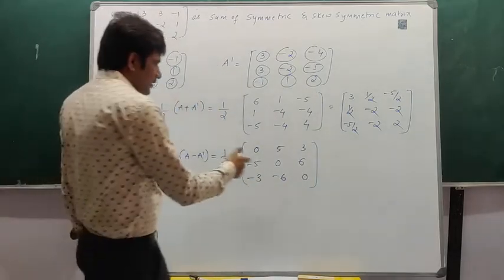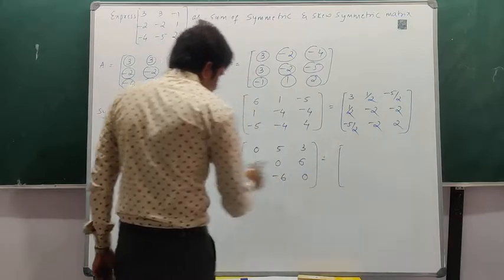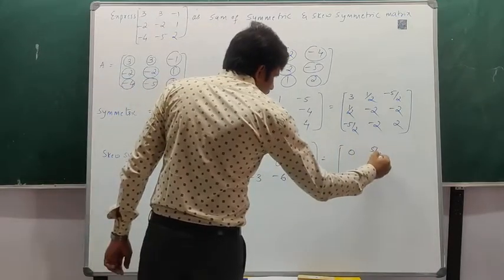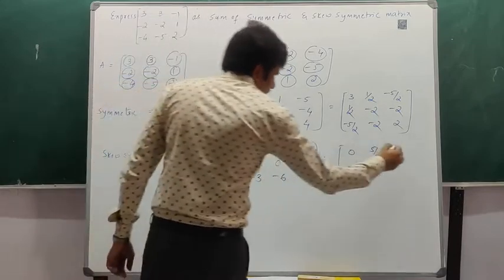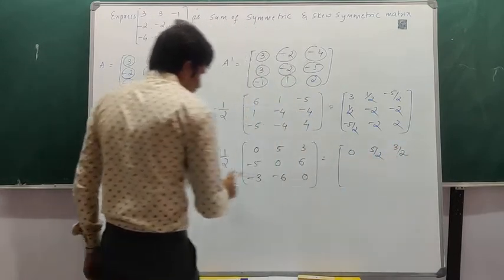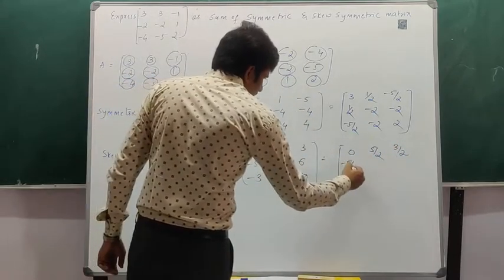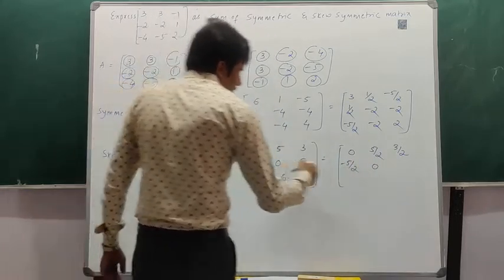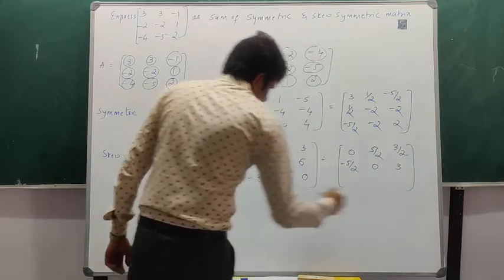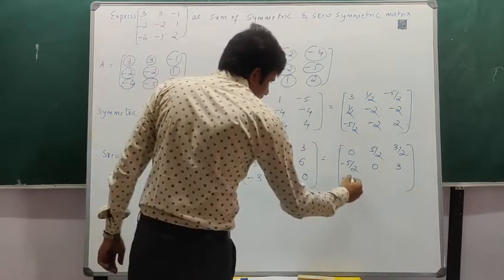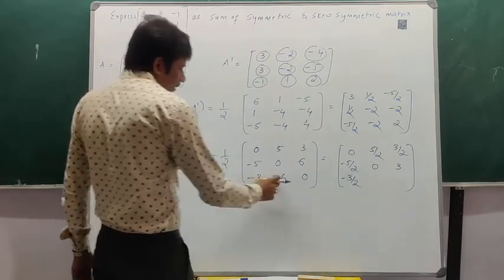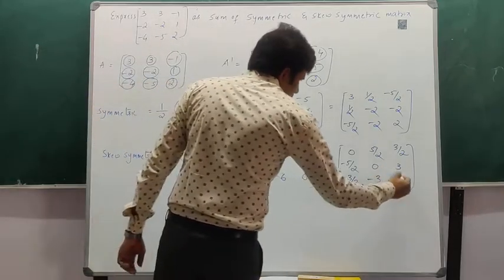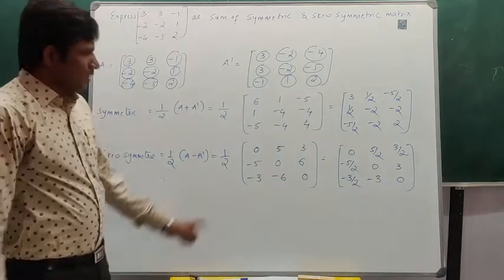Right? So multiply each element by 1 by 2. So that is 1 by 2 into 0, 0. 1 by 2 into 5 is 5 by 2. 1 by 2 into 3 is 3 by 2. 1 by 2 into minus 5, minus 5 by 2. 1 by 2 into 0 is 0. 1 by 2 into 6 is 3. Right? So 1 by 2 into minus 3 is minus 3 by 2. 1 by 2 into minus 6 is minus 3. 1 by 2 into 0 is 0.